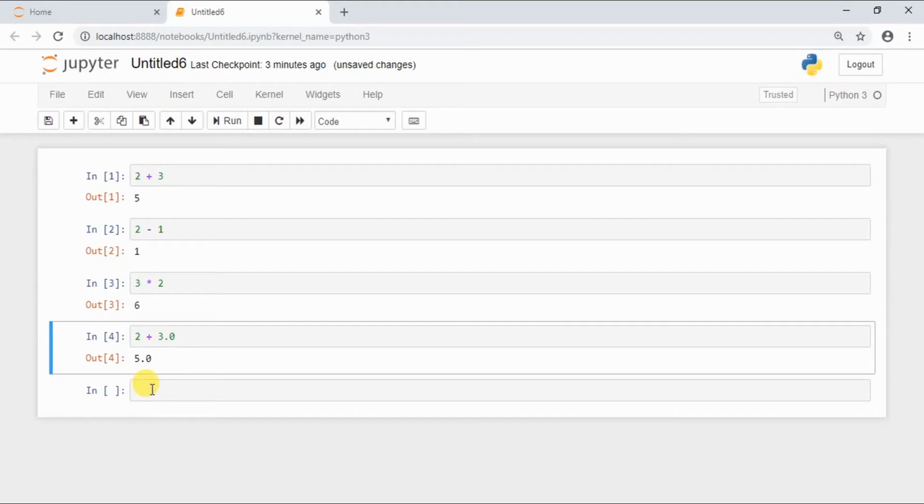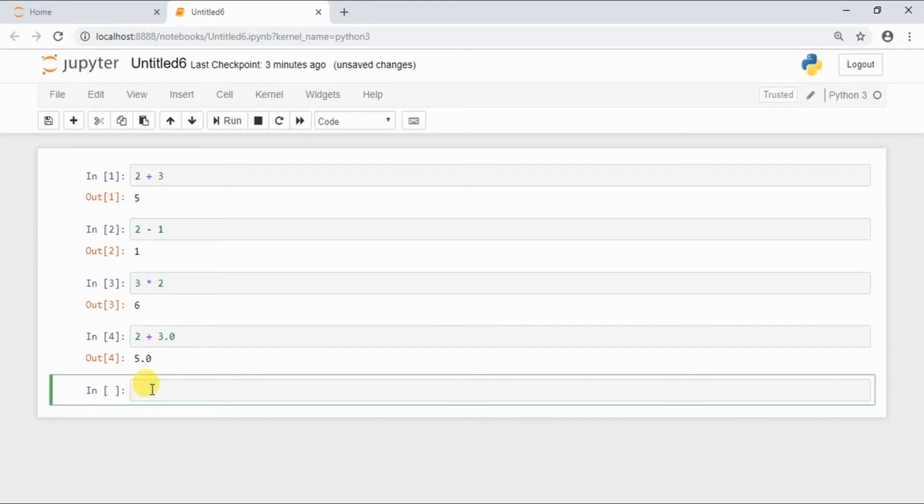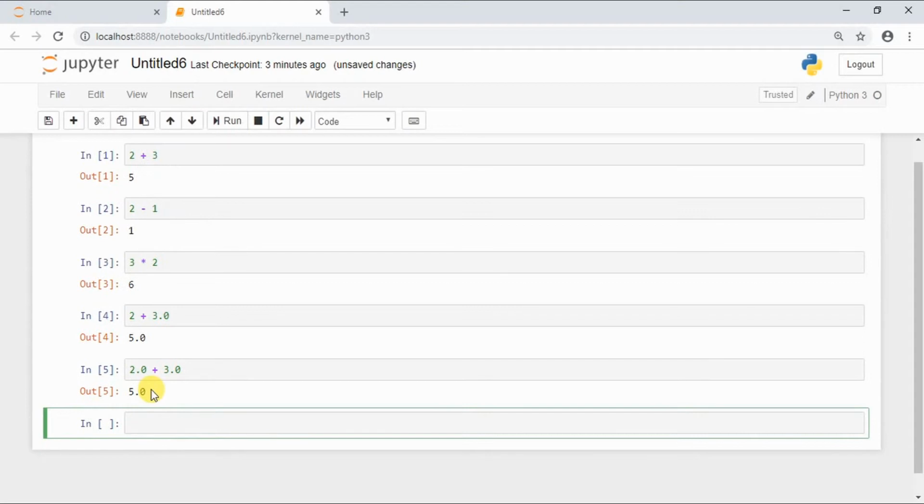But what if we do the operation between two floating point numbers? Then what will happen? Let's do it. 2.0 plus 3.0. Oh, it's again a floating point number. So if we do a plus operation between two floating point numbers, we will get the result as a floating point number. This rule is applicable to subtraction as well as multiplication. So if we are doing subtraction or multiplication between two floating point numbers or an integer and a floating point number, then we will get the result in floating point.